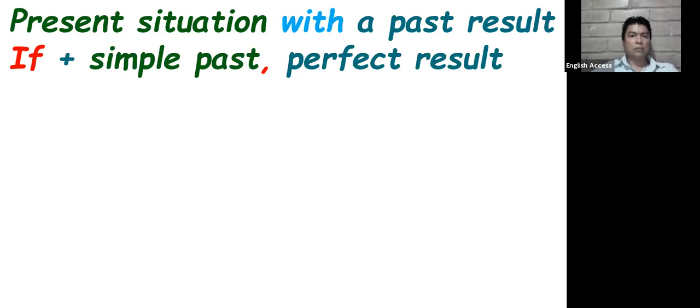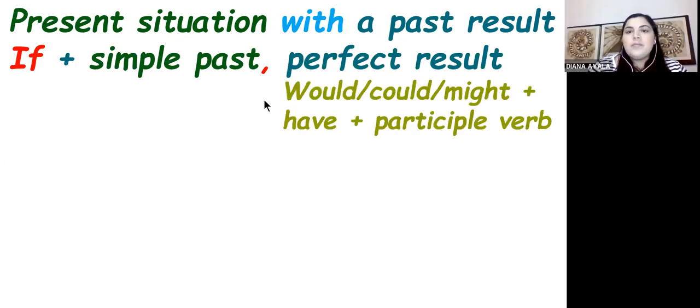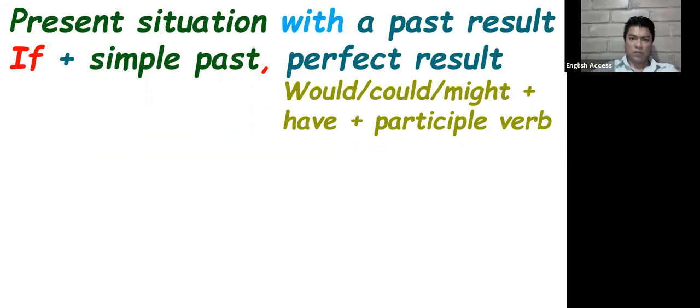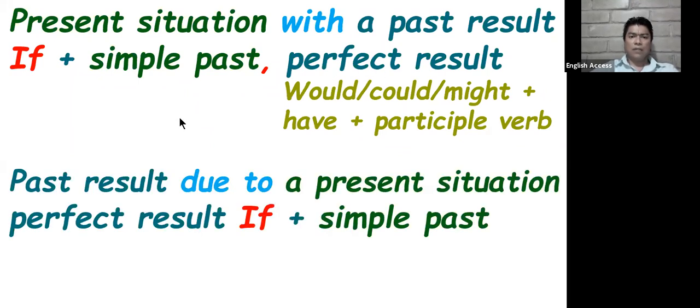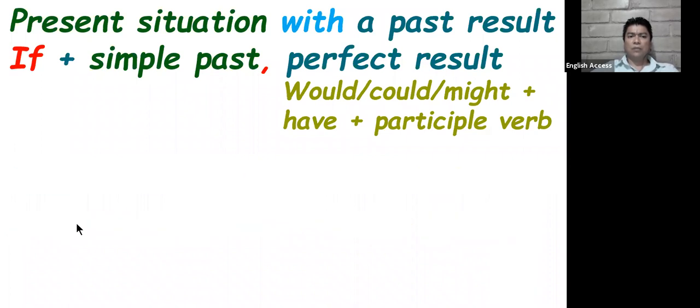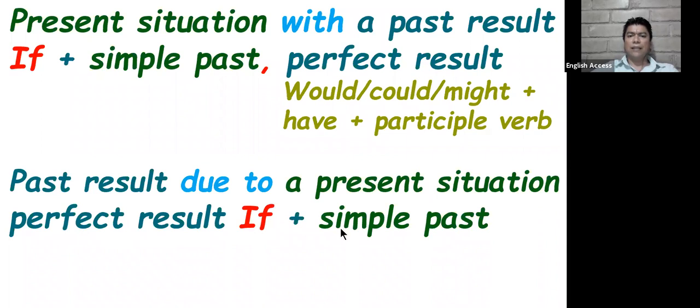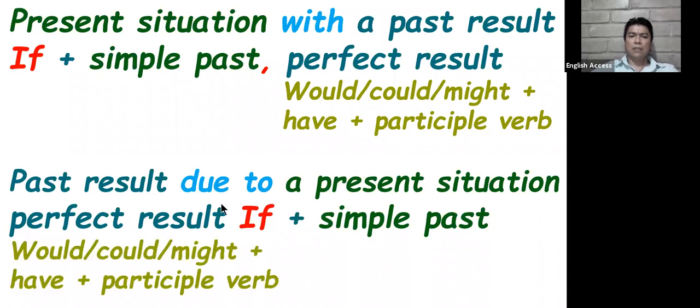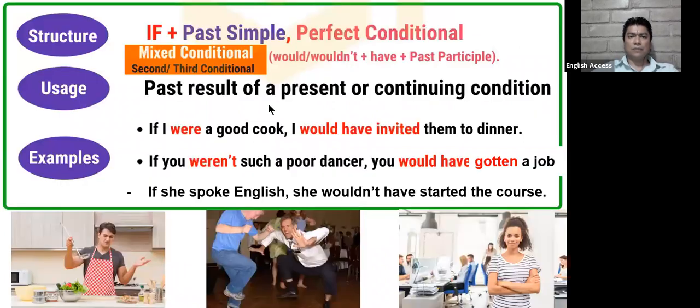A present situation with a perfect result. What is the perfect result? The modal verb plus have and the verb in past participle form. Yes, or the past modals or the perfect modals. So that would be the perfect result. And we can always change the order of the sentences. So we have a past result due to a present situation, which is the perfect result, if simple past. Let's take a look at some examples.